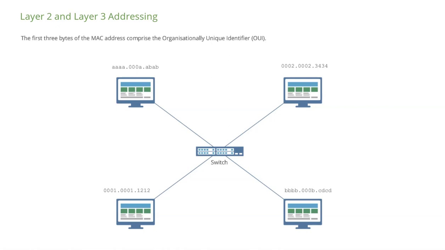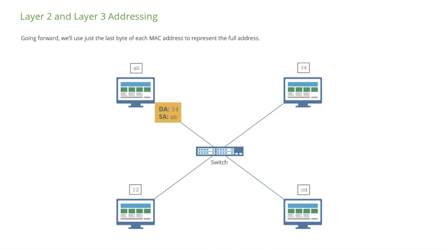Now that you are familiar with what MAC addresses look like, we are going to make our diagrams a little easier to read. Going forward, we'll use just the last byte of each MAC address to represent the full address. As in the previous section, we'll continue to use the letters DA to label the destination MAC address and SA to label the source MAC address. If two devices on the same segment want to communicate, they must use MAC addresses.